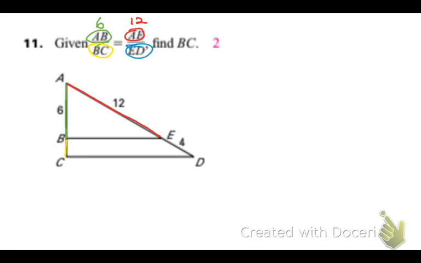And ED is equal to 4. Now you can imagine how the problem would get messed up if you weren't careful about which sides were which here. So please be very careful on these. So we have 6 over BC is equal to 12 over 4, and we're being asked to find BC.